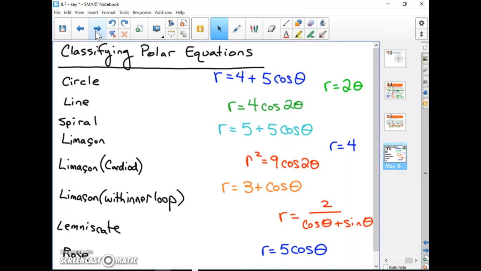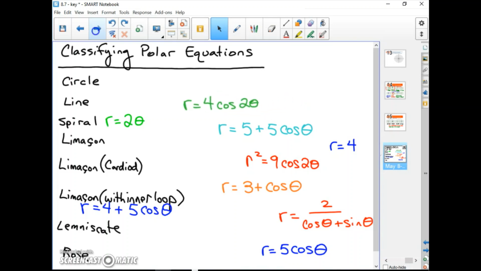So let's look at this one. I recognize that it's one of the three limaçons because it has that plus sign in it. What you'd be looking at is that 5. That number 5 is bigger than the number 4, and so that's going to make it a limaçon with inner loop. I can also tell because of that cosine which direction it's going to be pointing. It's going to be pointing in that x direction. I didn't show you one of these, but r equals 2 theta is going to be a spiral.